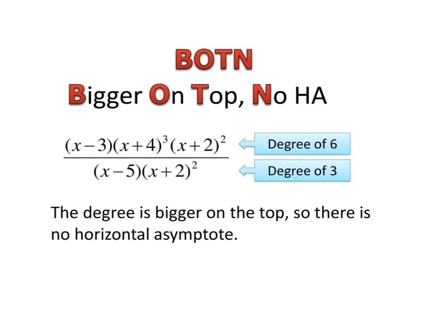Okay, BOTTEN. If it's bigger on the top, so here we have 1, 3, and 2. So 3 plus 2 is 5, plus 1 is 6. And then in the denominator, we have 1 and x squared, so that would be a degree of 3. You can see that it is bigger on top, so if it is bigger on top, then there is no horizontal asymptote. So you would just put none.